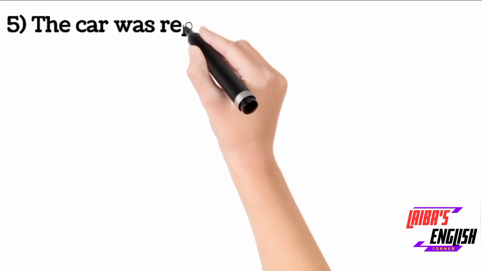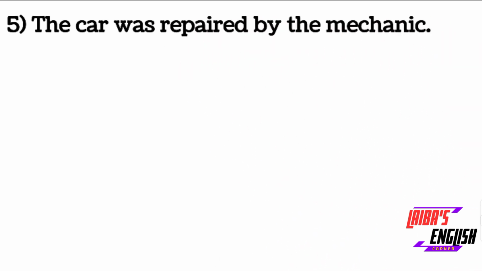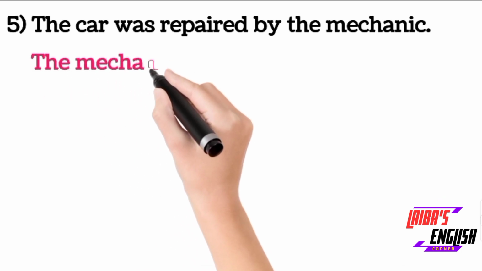Fifth example is, the car was repaired by the mechanic. Here again was is used, so it is a past tense. Remove by, the mechanic will come in the place of subject. So the mechanic repaired the car.